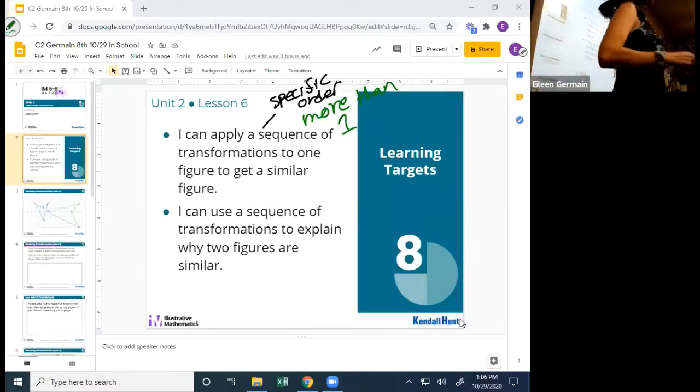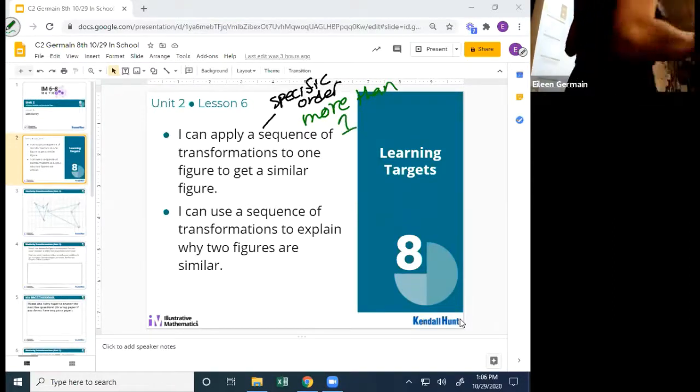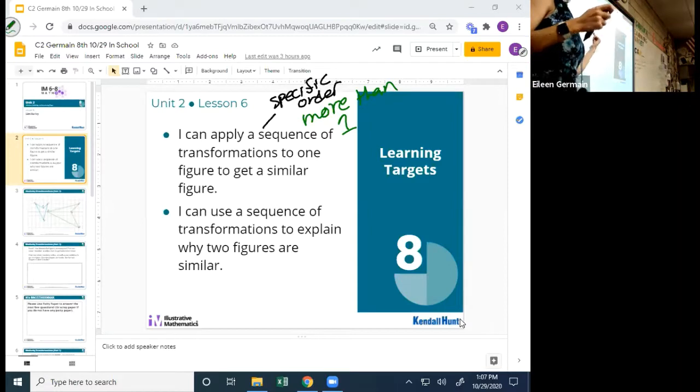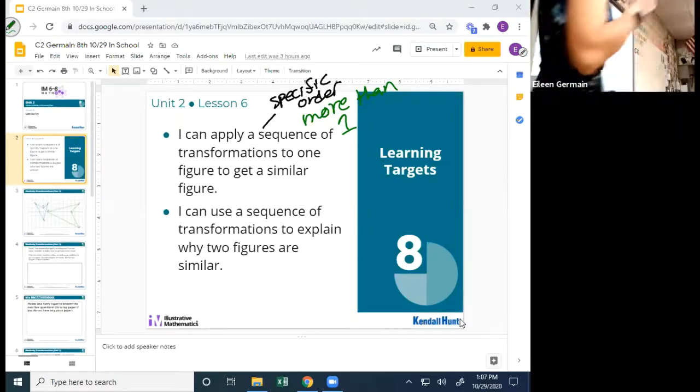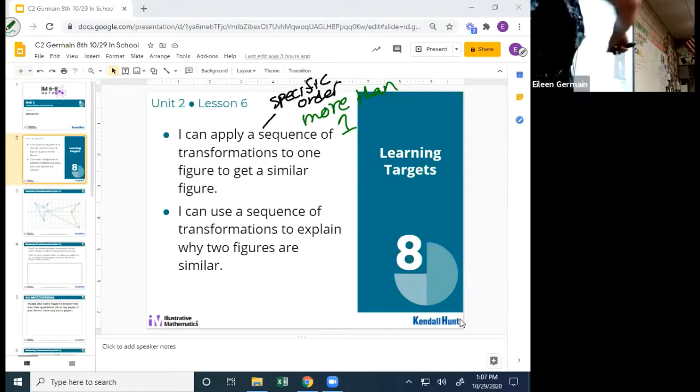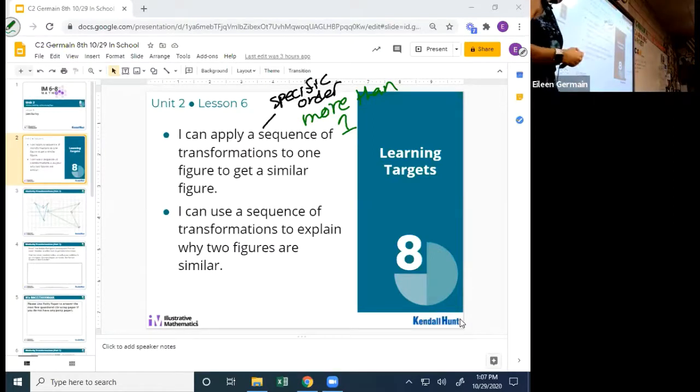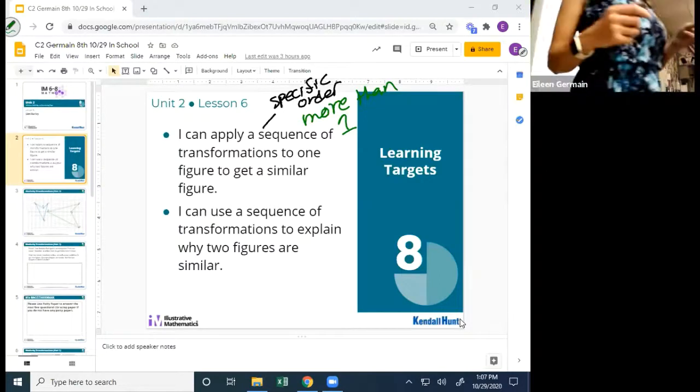So we're going to be looking at moving a shape. We're going to be looking at dilating, translating, reflecting, rotating a shape, and doing multiple ones to get from one shape to the other shape. Good. And we're going to use a sequence of transformations to explain why two shapes are similar.